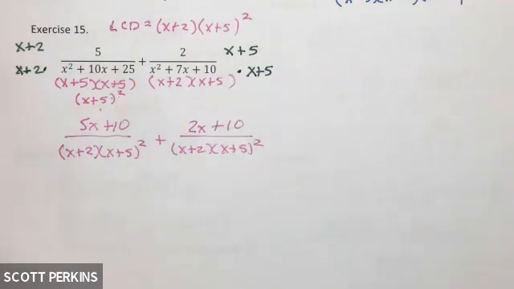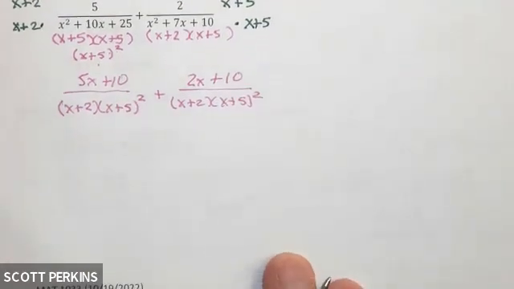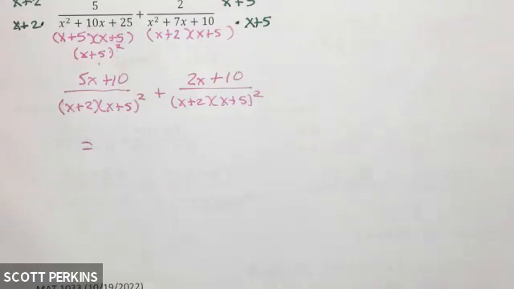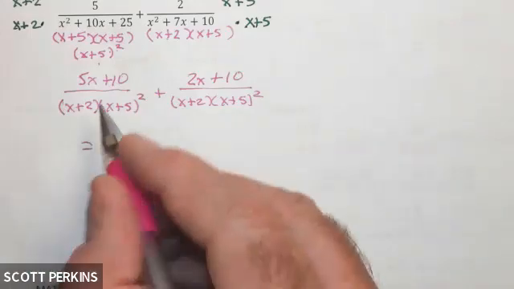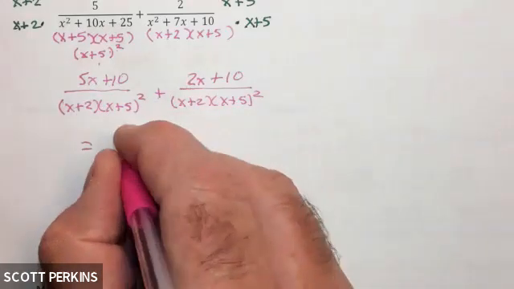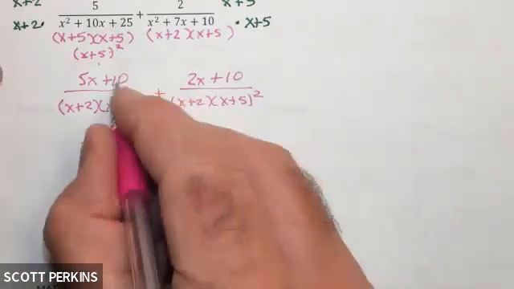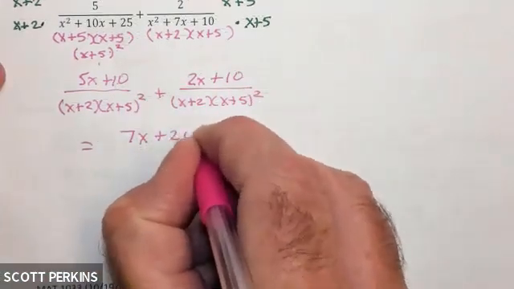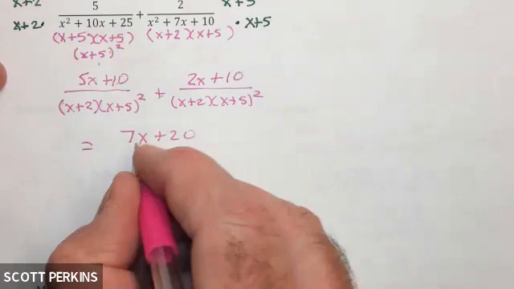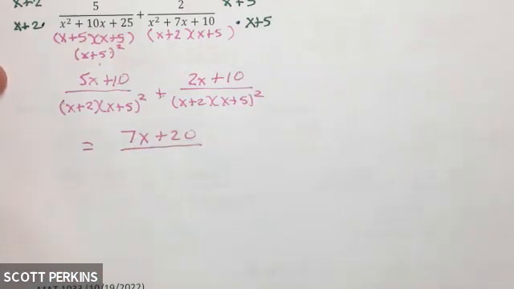And I am ready to finish up this problem and add them together. So when I add those numerators, I keep the denominator the same. 5x plus 2x, that's 7x. 10 plus 10 is 20. There's nothing in common here, so I can't factor. I won't be able to reduce anything.